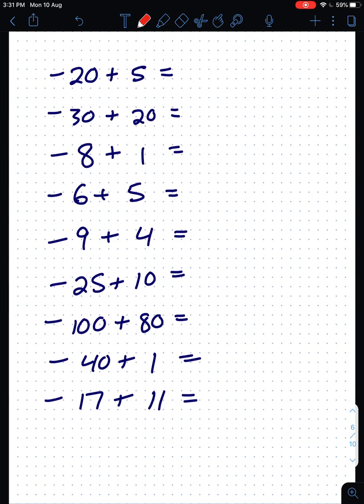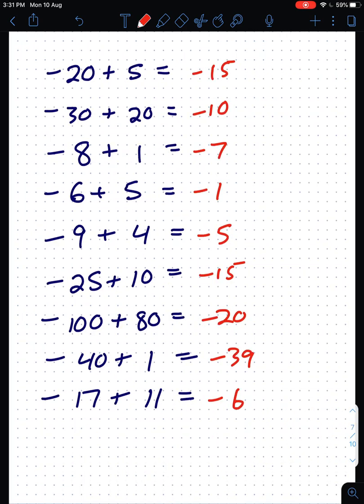Okay, how'd we do? Here are the correct answers. Same thing, go ahead and write down how you would do this. How did you come up with the answers for the last few without using a calculator?